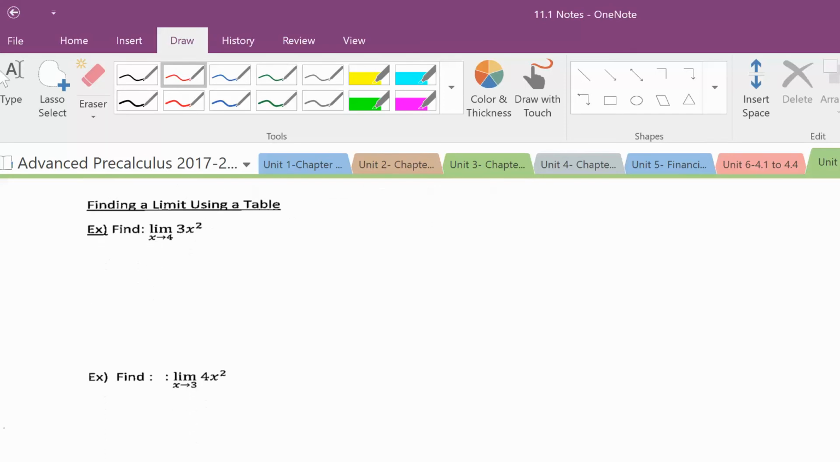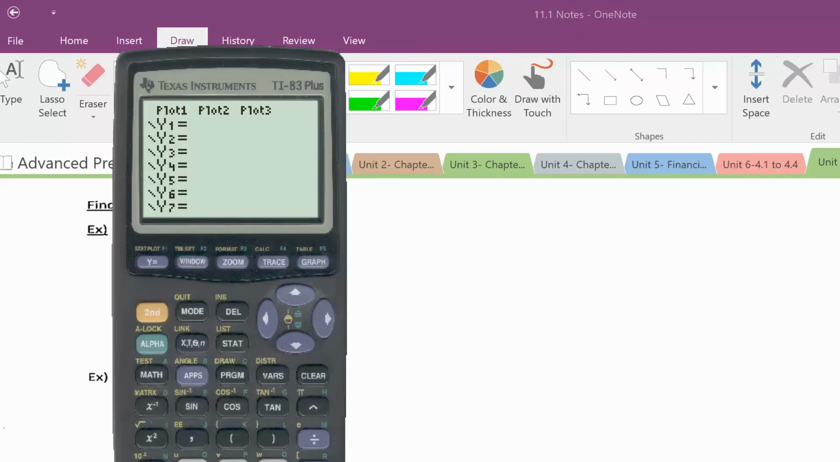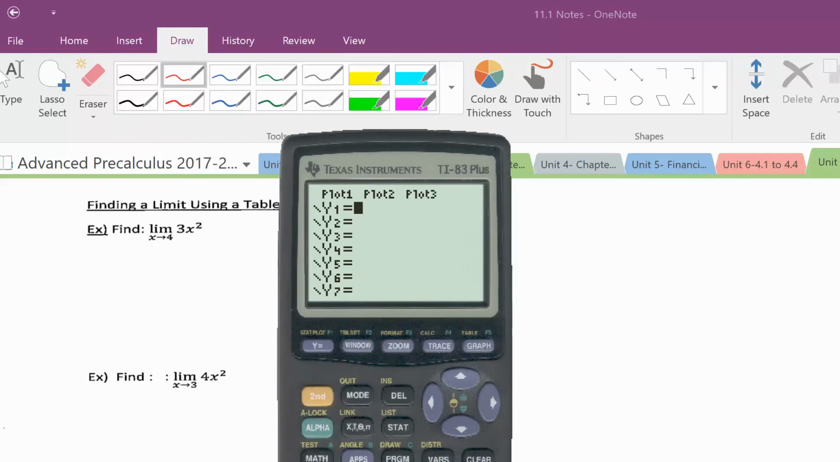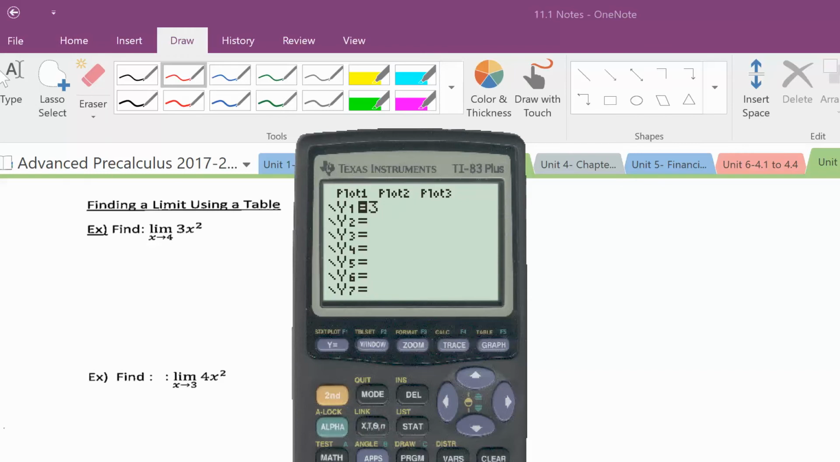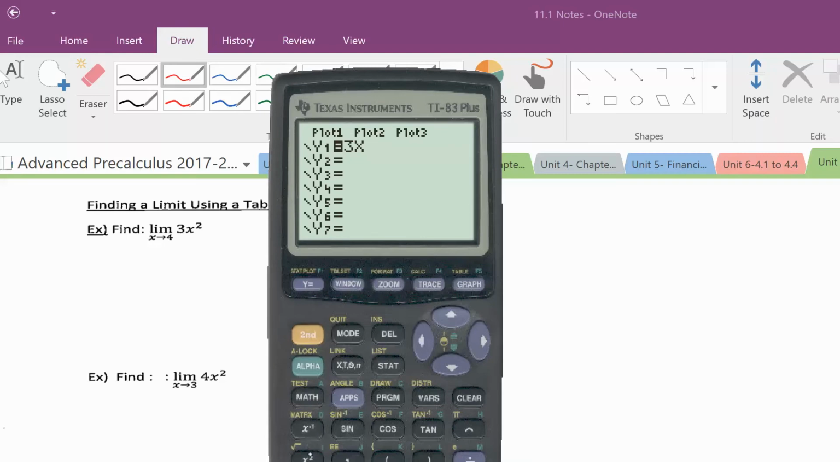So, finding it using a table. For example, here we have 3x squared. If you use your graphing calculator, you go to y equals and type in 3x squared. Now you want to set up your table so you can put in the values. You go to second function and table set, and change the independent setting to ask.